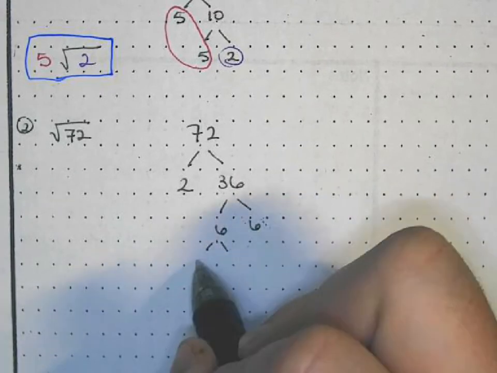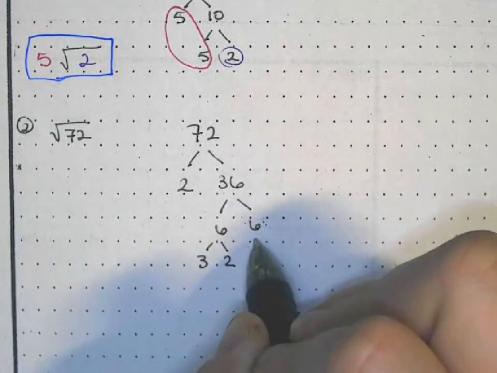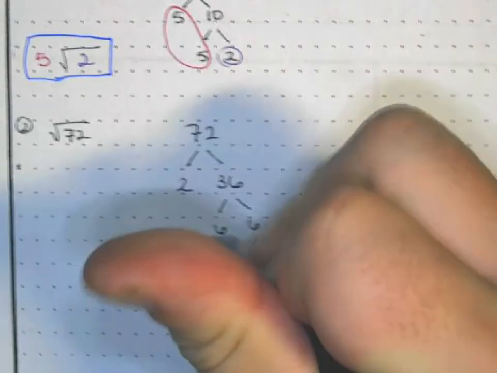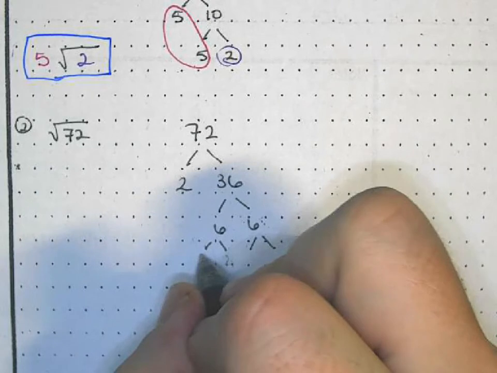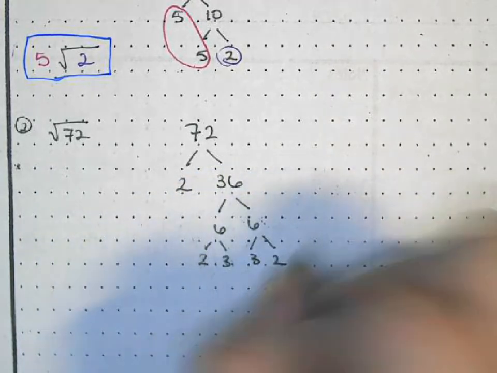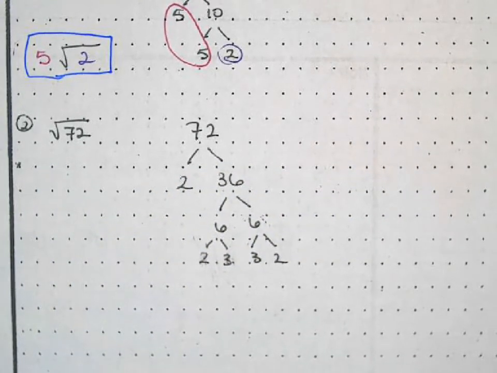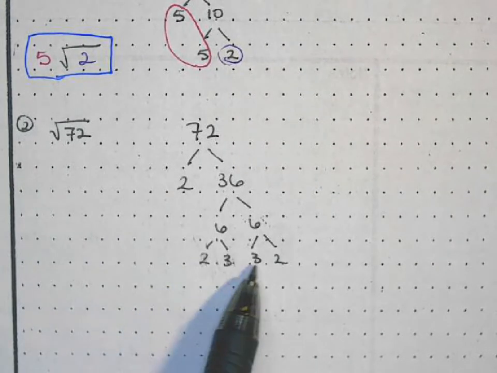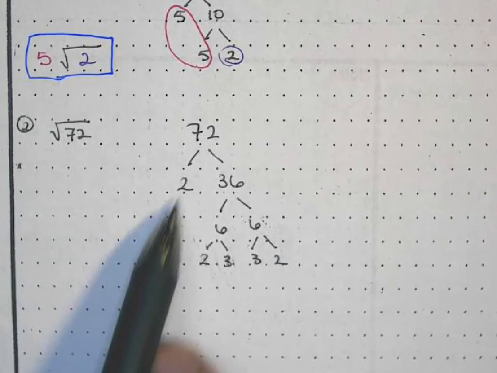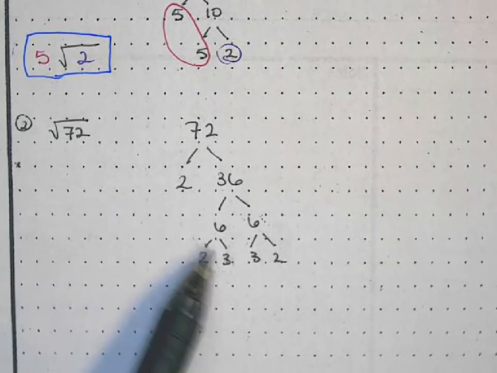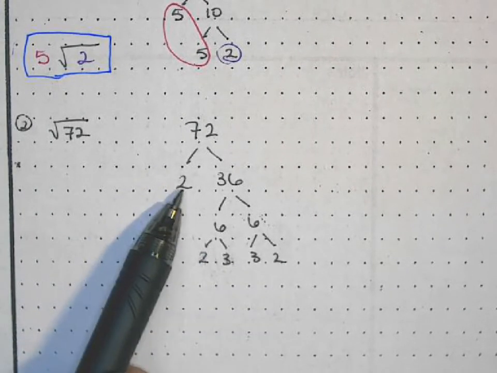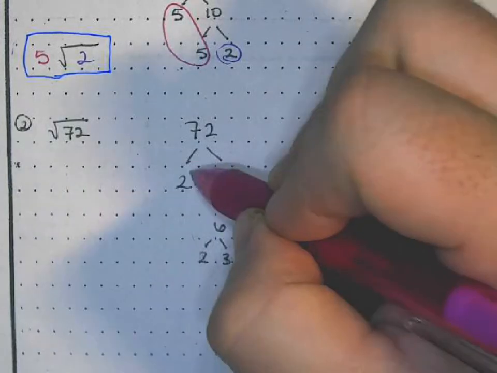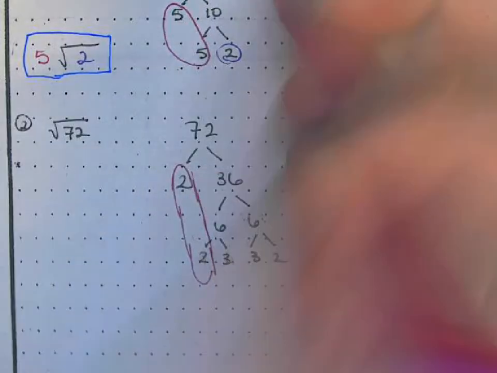And we'll break down 6 and 6 into 3 times 2, and 2 times 3. Now we can't break down this 2, that 3, or that 2. None of these can be broken down. And I have to look at the end of all my lines, so we can't lose this 2 up here. We got to keep track of that. So I see that I have a pair of 2's here.